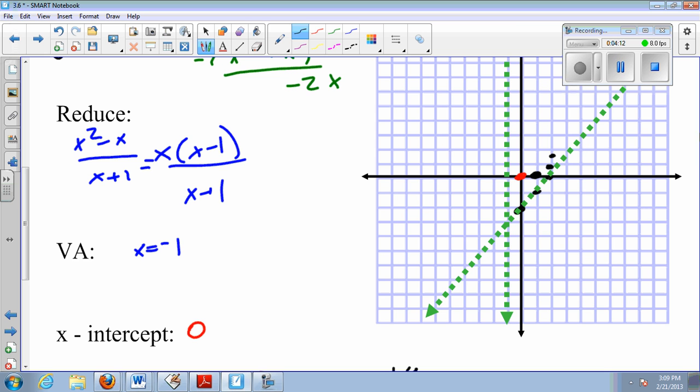So what you're going to see this graph do is get really close to the asymptote, down and around. It'll hug the asymptotes.